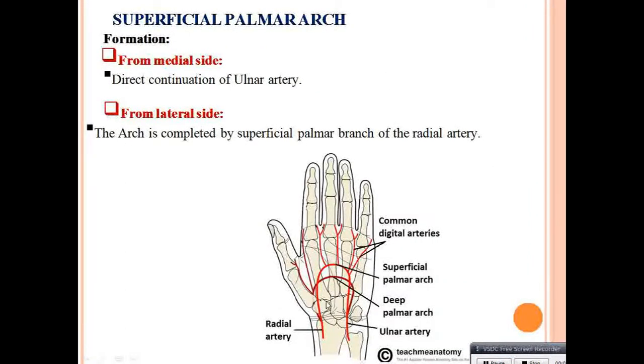So here is another diagram where the superficial palmar arch and the deep palmar arch can be seen. Superficial palmar arch formation from the medial side is the direct continuation of the ulnar artery, whereas on the lateral side it is completed by the superficial palmar branch of the radial artery. The main radial artery goes onto the posterior aspect and later appears by passing between the two metacarpals and reaching the anterior aspect, and contributes to the formation of the deep palmar arch along with the deep palmar branch of ulnar artery.